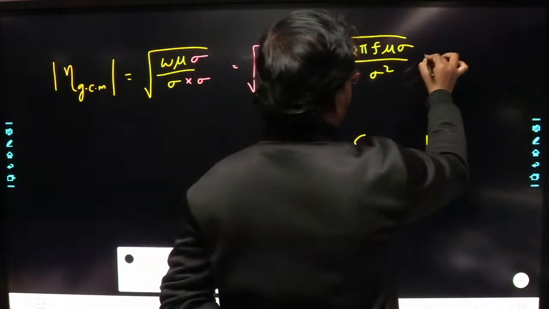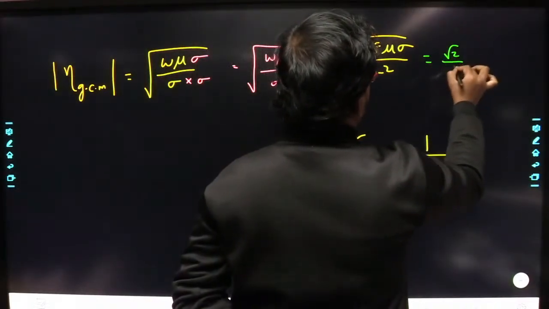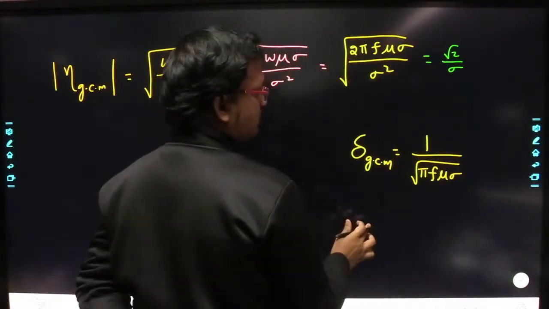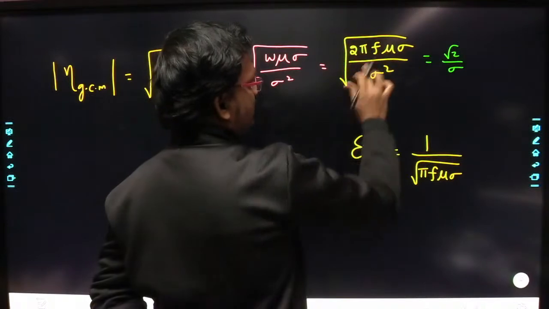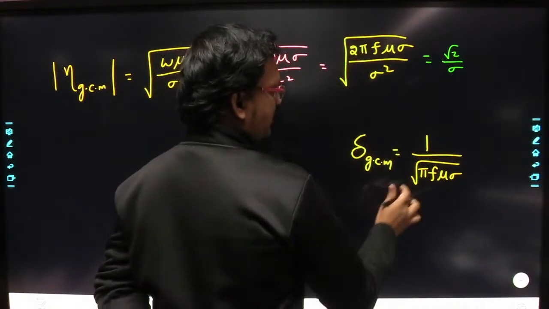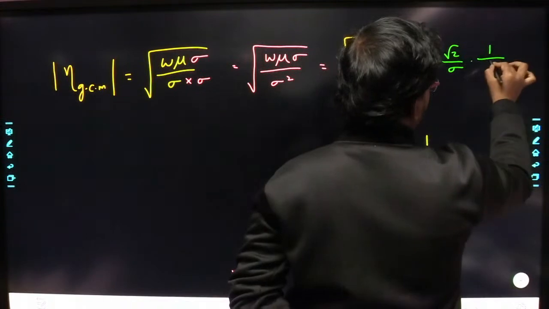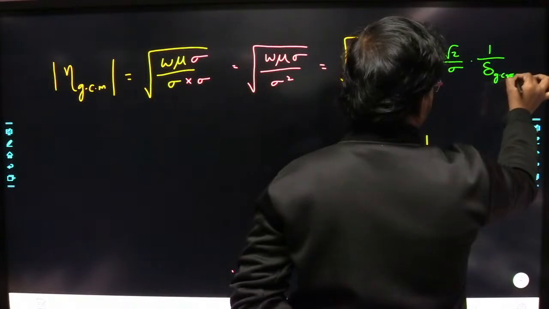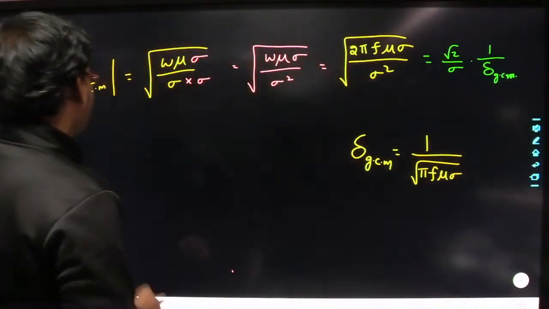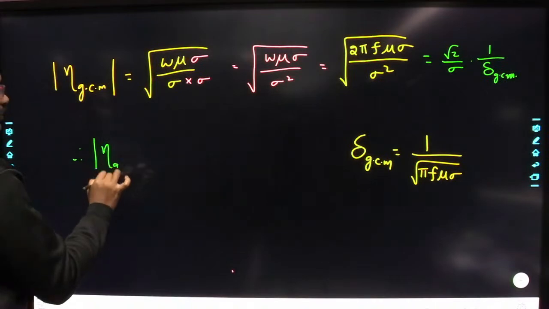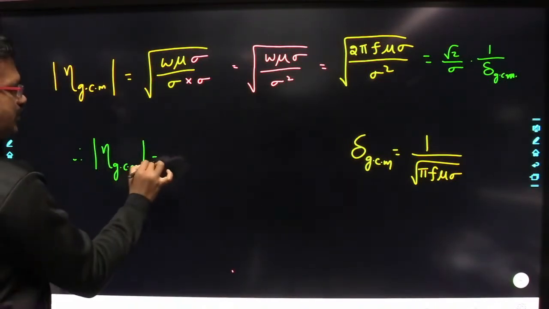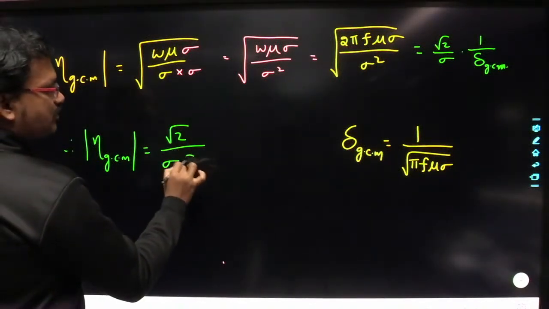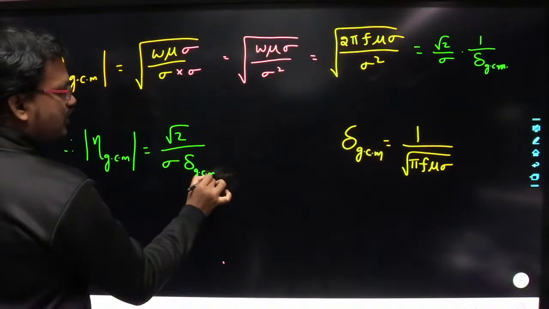This I can write as root 2 divided by sigma into the square root of pi f mu sigma, which is nothing but 1 by delta for a good conducting medium. Therefore the magnitude of the intrinsic impedance of a good conducting medium is equal to root 2 by sigma into delta.